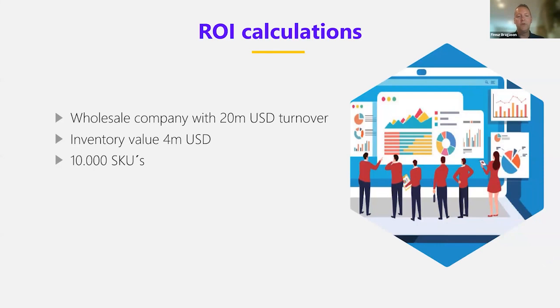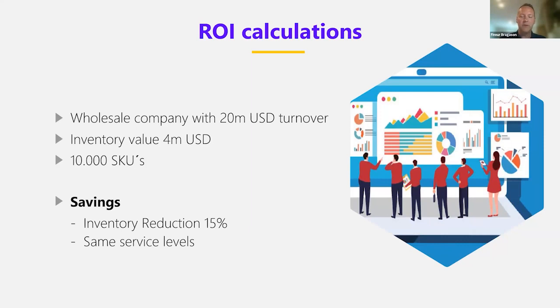And the SKU size is roughly 10,000. Now, of course, we can scale these numbers up and down, but this is just an example. Based on our 20+ years experience in the field, when a company introduces statistical forecasting with AI and machine learning, we have seen that on average, we are able to lower inventory levels by 15% on an annual basis.